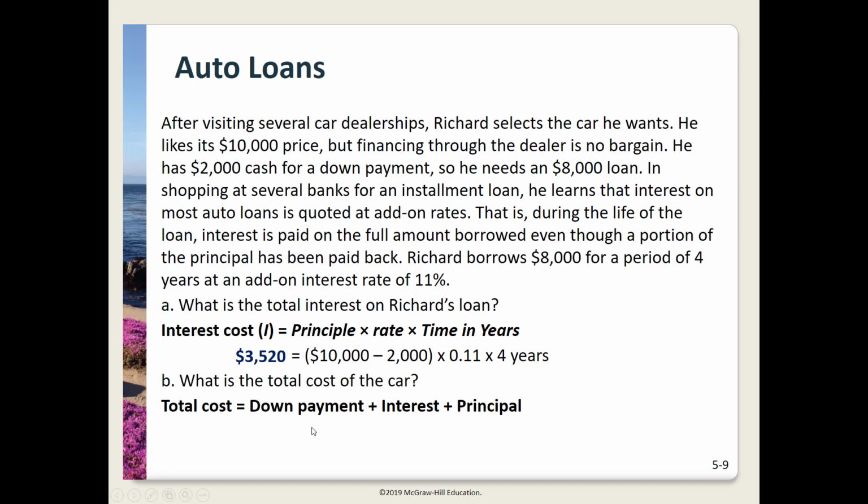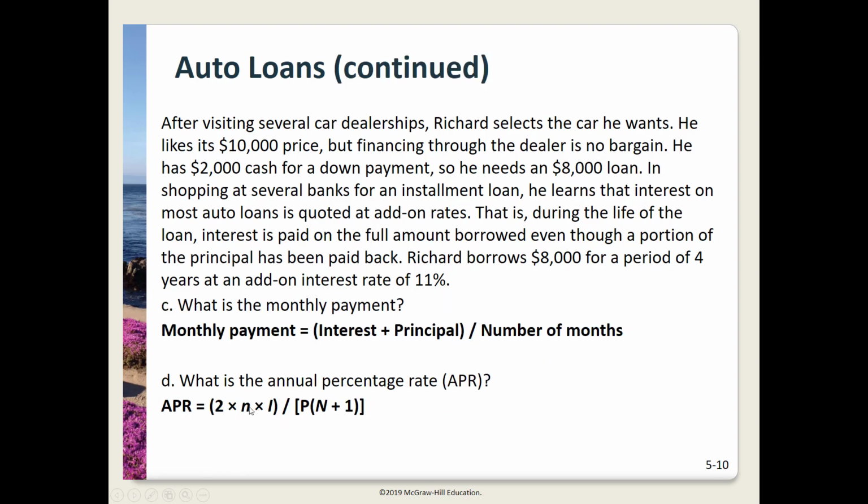So in part B, we now want to find out what the total cost of the car is. And so that's going to be your down payment, your interest, and the principal. So this is the total cost. When I put my numbers, the $2,000, the interest we found above, and the principal, or what we borrowed, our total cost for the car is $13,520. So even though our car price was $10,000, we can see once we account for interest, that car actually costs $13,520.